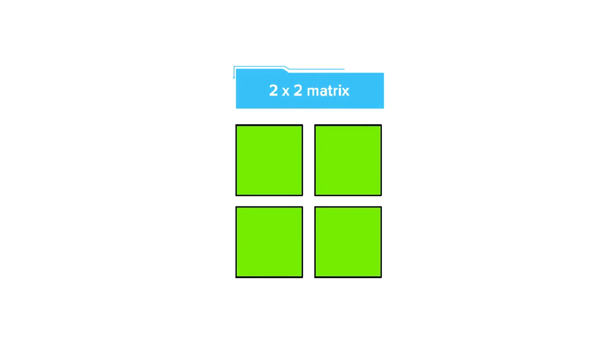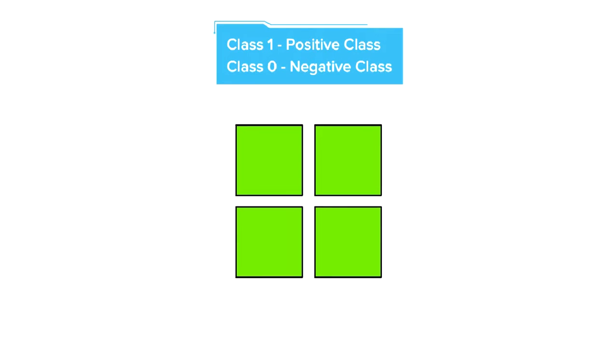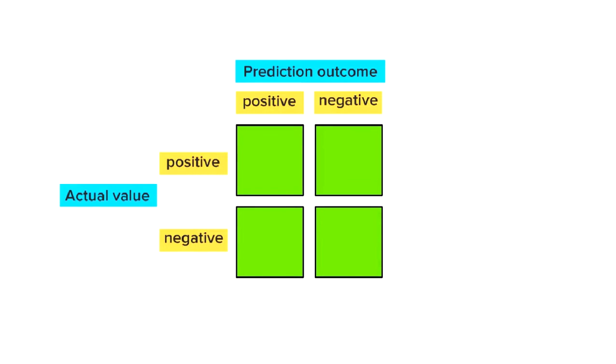2x2 matrix. One thing you should note is that in binary classification, class 1 and class 0 are often referred to as the positive and negative class respectively. We will be using this notation to explain the confusion matrix. Now, as this is a classification problem, we will have two possible outcomes with respect to both actual and predicted classes, and we label them as shown in the figure.